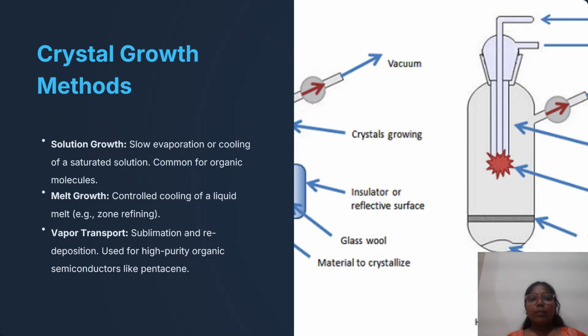Crystal growth methods. Solution growth: slow evaporation or cooling of a saturated solution, common for organic molecules. Melt growth: controlled cooling of a liquid melt. Example: zone refining. Vapor transport: sublimation and redeposition used for high purity organic semiconductors like pentacene.